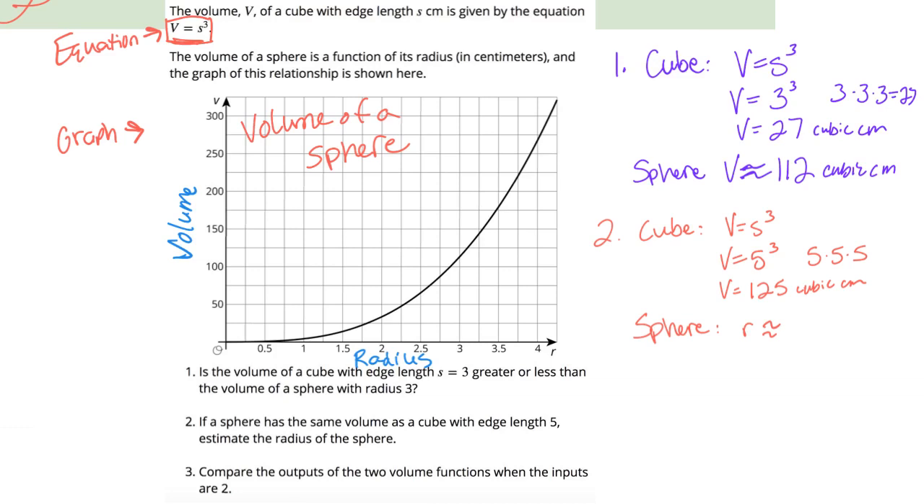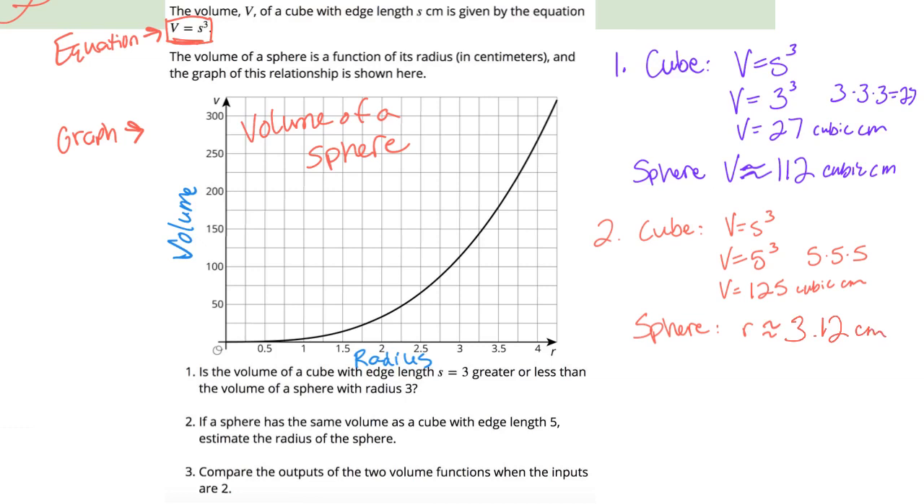Number 2, if a sphere has the same volume as a cube with edge length 5, estimate the radius of the sphere. So first, the volume of a cube with edge length 5, I'm going to plug in 5 for my s. 5 times 5 times 5 is 125 cubic centimeters. Now I'm going to look at the graph, at a volume of 125 cubic centimeters. The radius of my sphere is going to be about 3.12 centimeters.